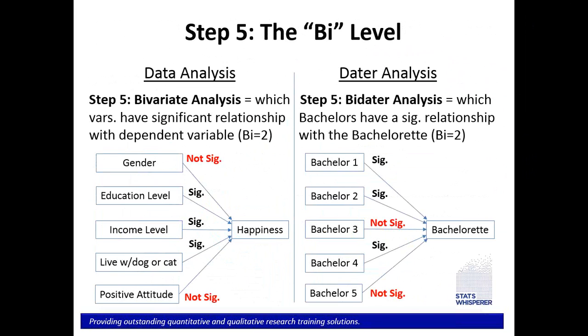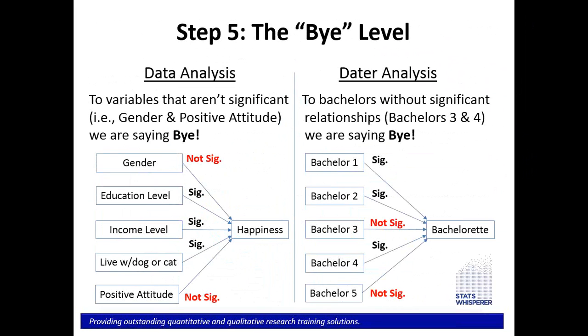So that's quite similar. You could also call step 5 the bi level, instead of B-I, you could call it B-Y-E, because in the case of the Bachelorette, this is where the Bachelorette says bye to most of the bachelors, right? They say bye and they're not taken to the next round. And that's the same thing with data analysis. We say bye to the variables not significantly related to happiness, right? And they're not taken to the next round. Just a little mnemonic.